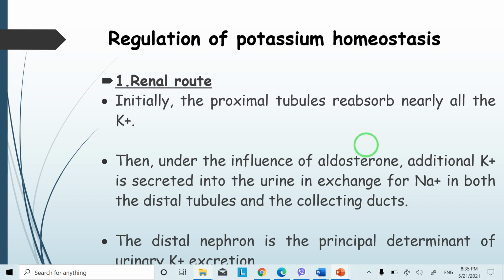So after nearly all of the filtered potassium is reabsorbed in the proximal tubule, then by the effect of the aldosterone hormone in the distal tubule and collecting ducts, there will be secretion of some of the potassium into the luminal fluid. And this final adjustment will determine how much of the potassium will be excreted in the urine.